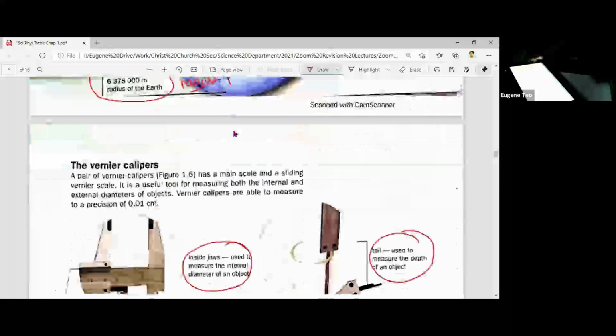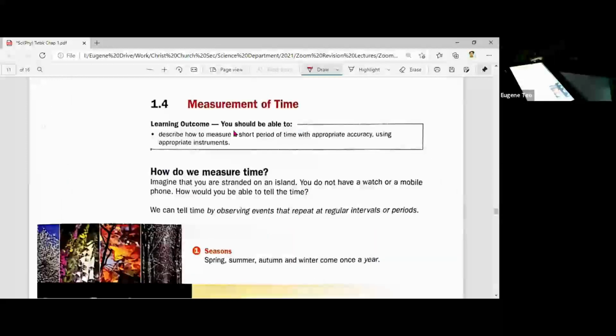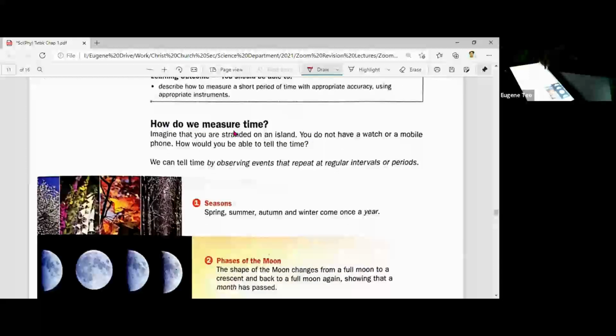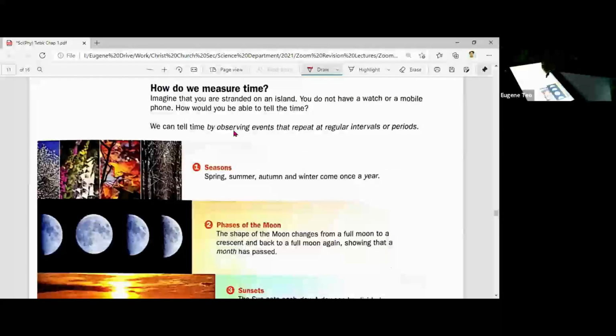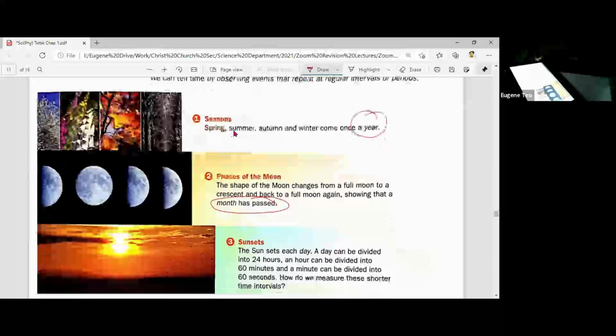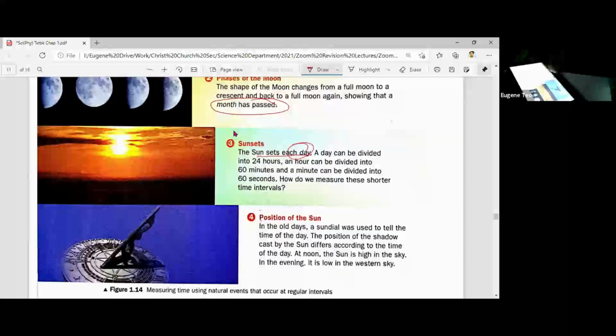Let me scroll down to the last segment of 1.4, measurement of time. This part is to let you have an appreciation of how people normally measure time, especially when there's no clock. In olden days, they used seasons. If 4 seasons have ended, we know a year has passed. Sometimes we can also use the moon. We know that a month has passed when the moon shape changes back to the original. Sunsets obviously indicate a day. And last time people used a sundial to measure what hour it is.